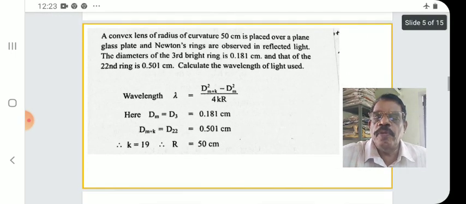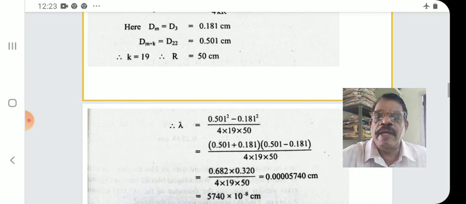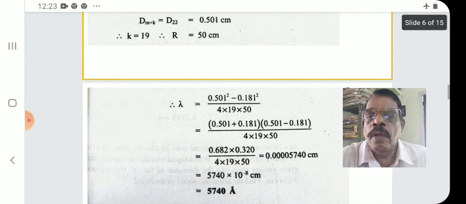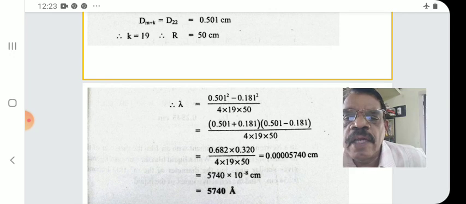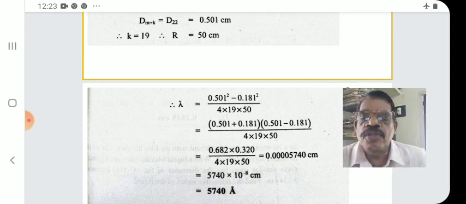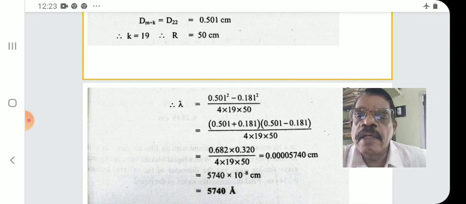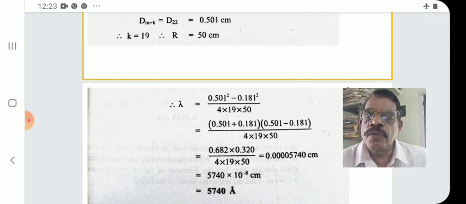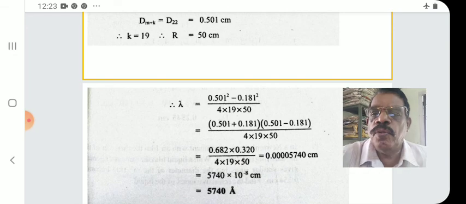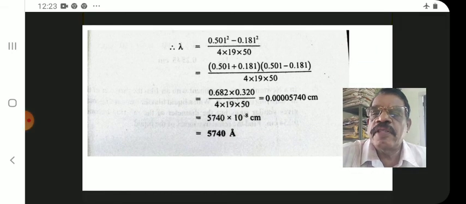You convert centimeter into meter by multiplying by 10 raised to minus 2. Or you can better calculate this in centimeter and finally convert it into meter. That is the method here. Or you can convert into meter and do it. If you know the conversion, it is very easy.